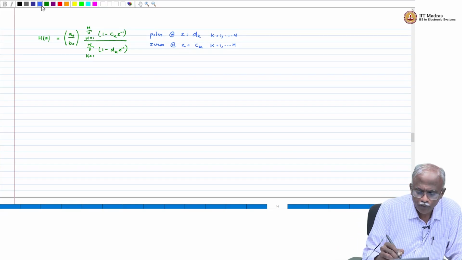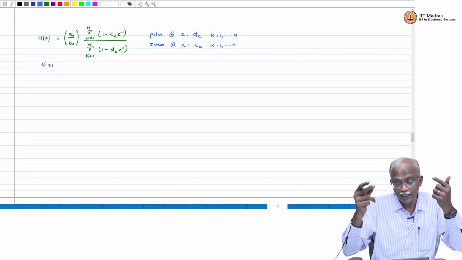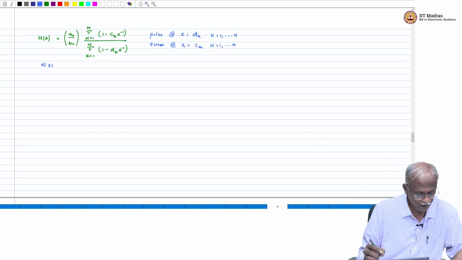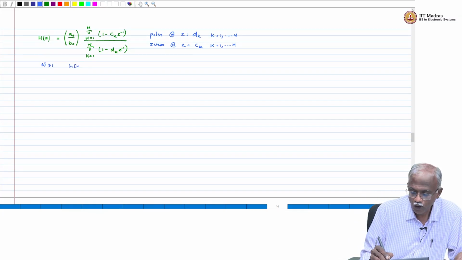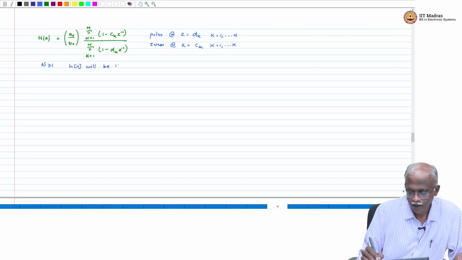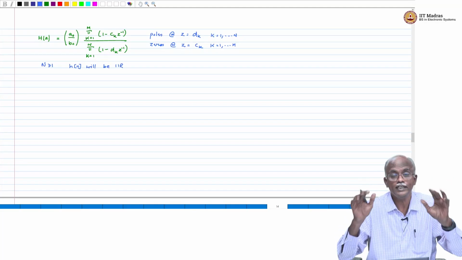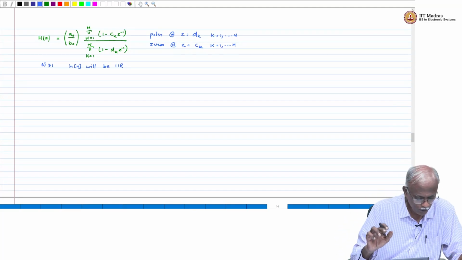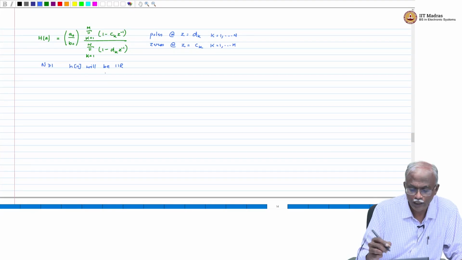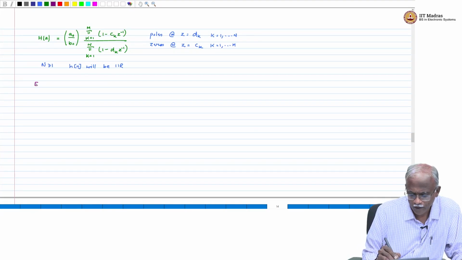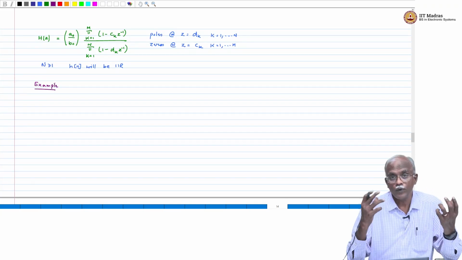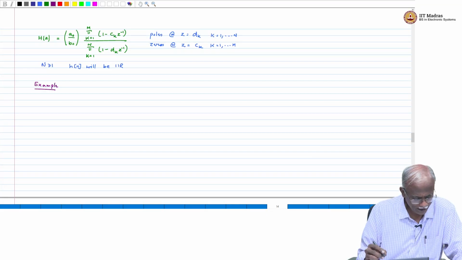Now if you have n greater than or equal to 1, that means at least one pole is present, then h of n will be IIR. Okay, you don't have to check anything. If you compute the transfer function and you find that there is at least one pole, then there will always be an IIR. So for example, we will look at the ways by which we will quickly identify IIR systems.